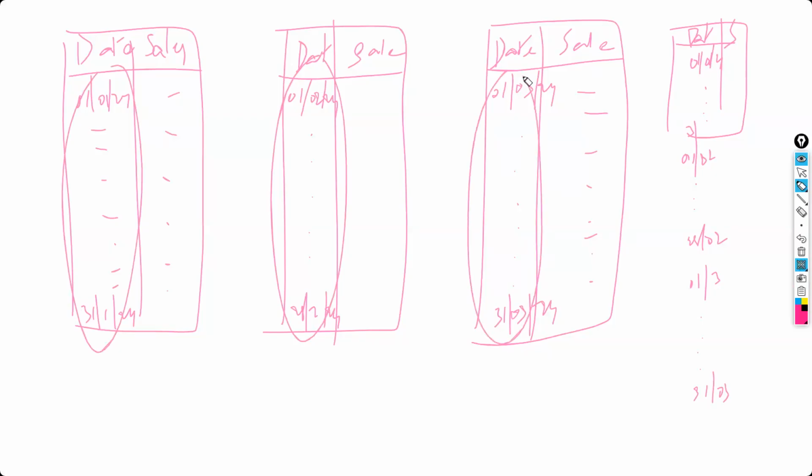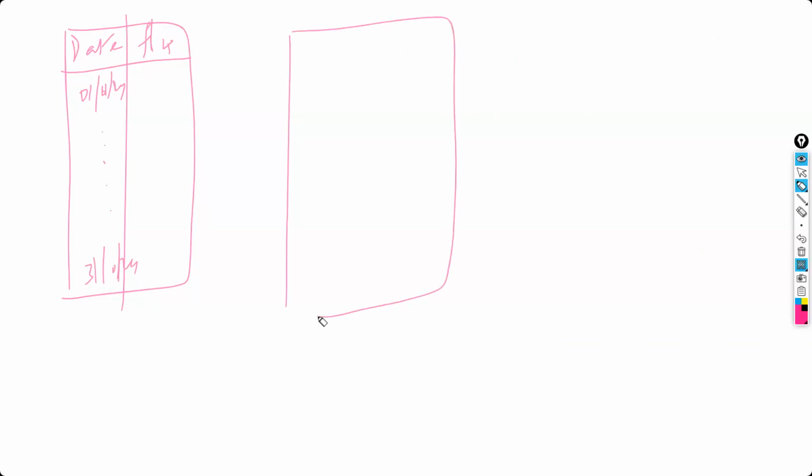Now, let us take one more example. You are having the date, 01/01/2024 to 31/01/2024, but this is Flipkart sales. Now you are having one more table with the same dates. Dates are the same, that is 01/01/2024 to 31/01/2024. This is Amazon sales.